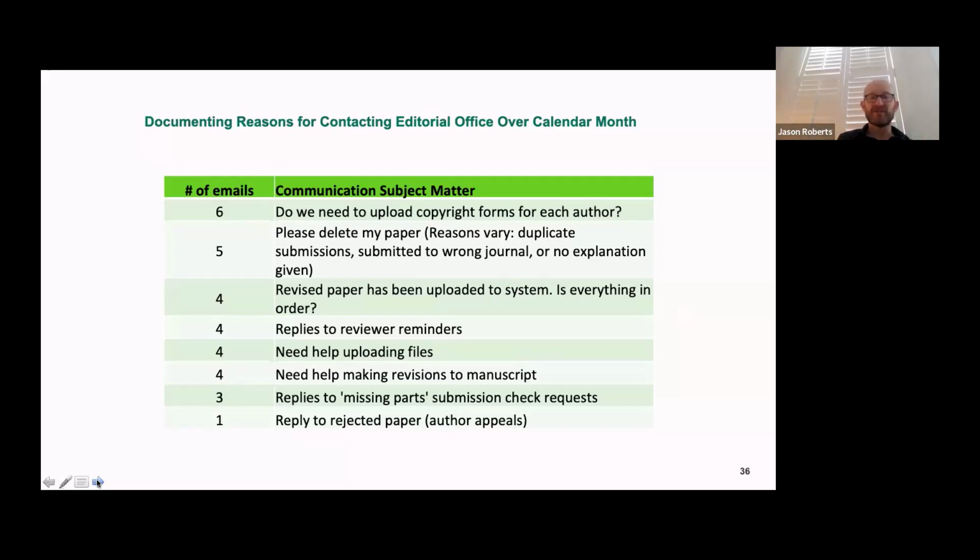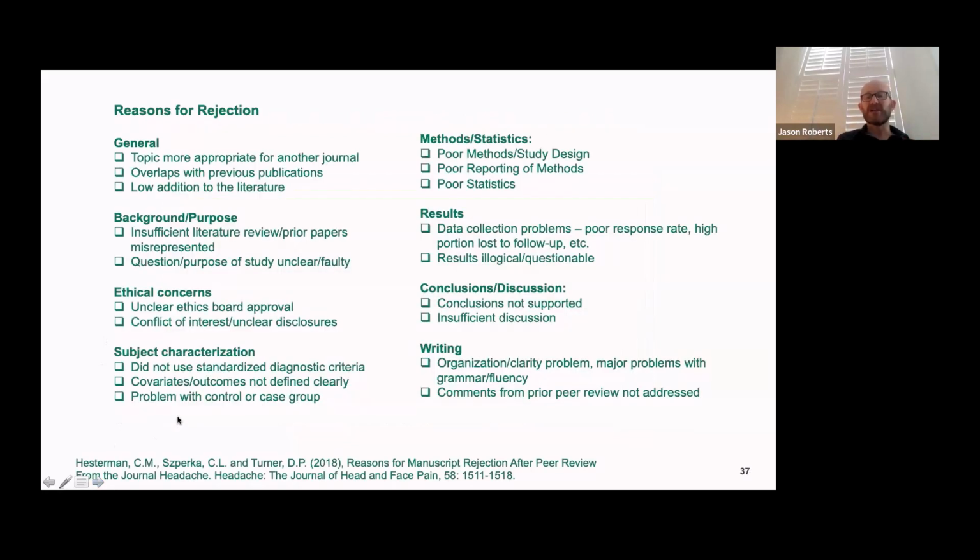Just to illustrate my first point, this is an example for a calendar month at one particular journal that Origin runs, and these were the communication emails that we received. So clearly, if we've got 6 emails about copyrights inside a month, we need to do a better job at communicating about copyrights. When it comes to reasons for rejection, these were the things that we found. We sat there and tabulated it. We reviewed a whole bunch of them, saw what the main problems were, and then started to tabulate it after that.